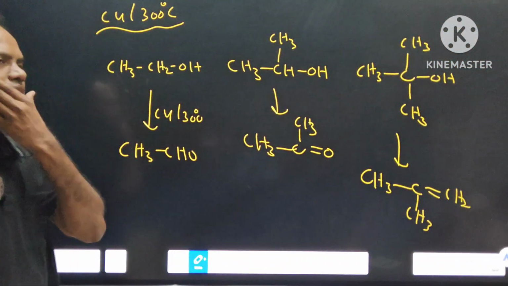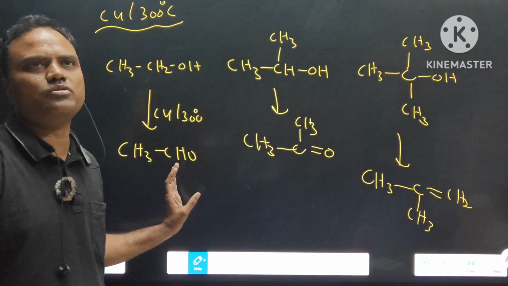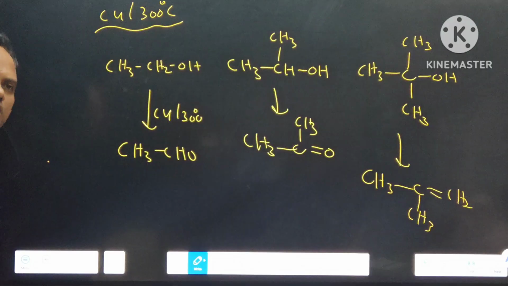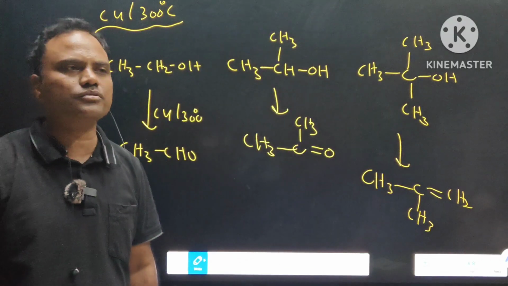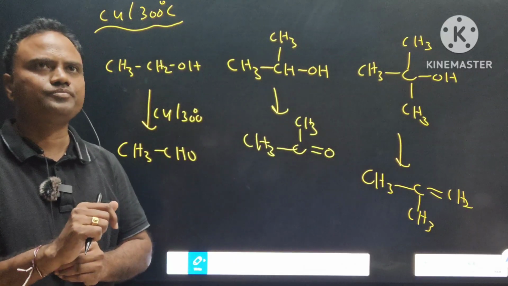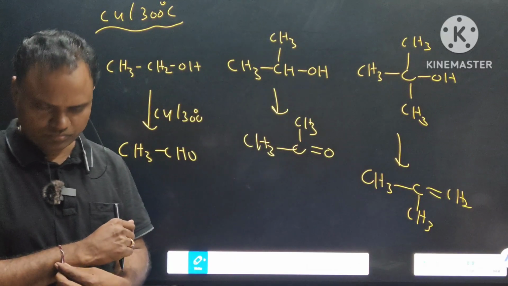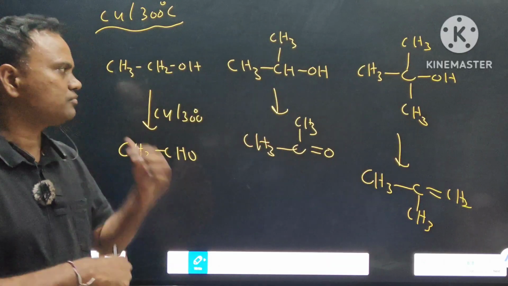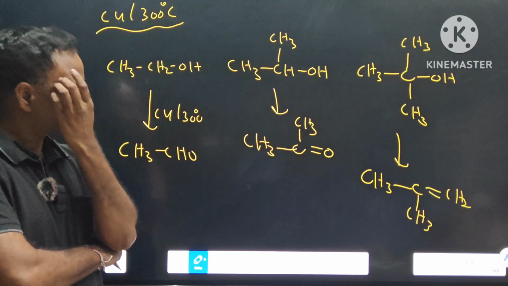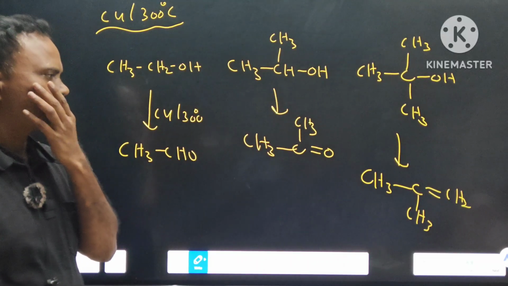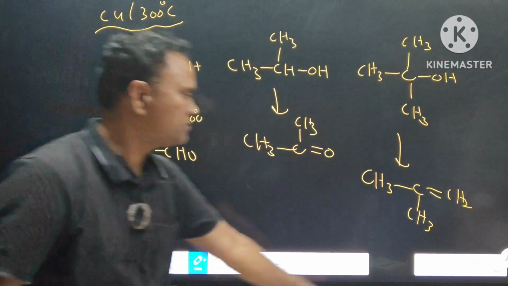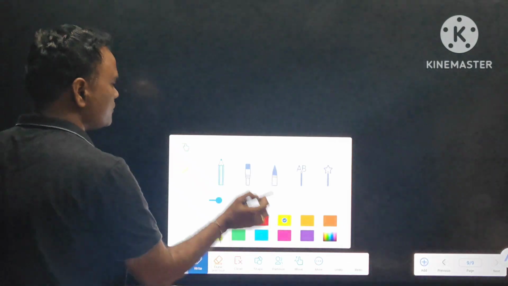See, when we use copper at 300 degrees centigrade, primary alcohols particularly produce aldehydes. Secondary alcohols produce ketones. 3 degree alcohols produce alkenes. So we can use copper at 300 degrees centigrade for further distinguishing. Okay. Now I will frame one generalized question for you. Not an important model question.